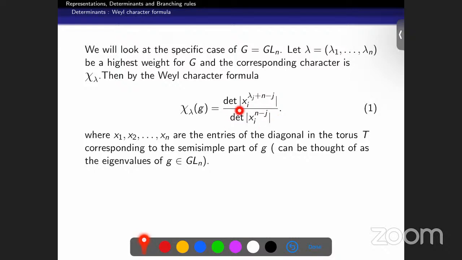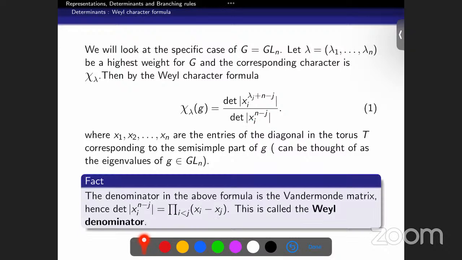And for those who have already seen the Vandermonde determinant, you'll see that this thing over here is nothing but the Vandermonde determinant. Okay. And we have a very nice formula for the Vandermonde determinant. So this part over here, this denominator, as I said, is independent of the lambda parameter. This denominator is what we call the Weyl denominator. This has a very nice description in terms of positive roots as well.